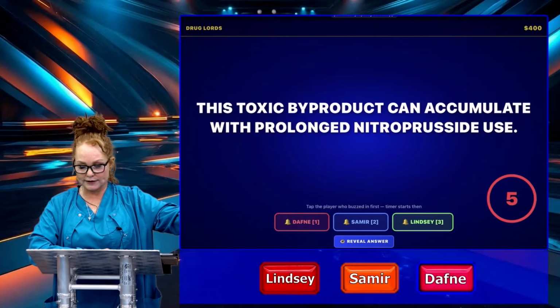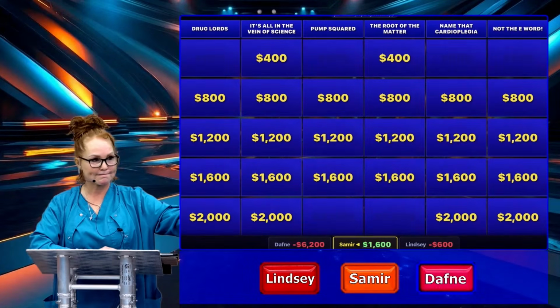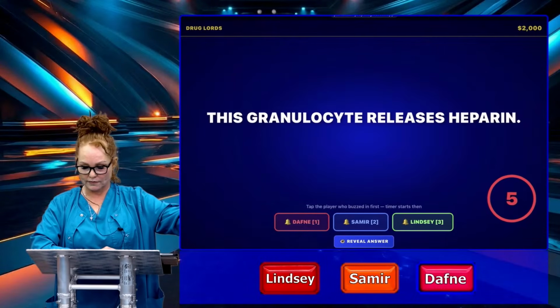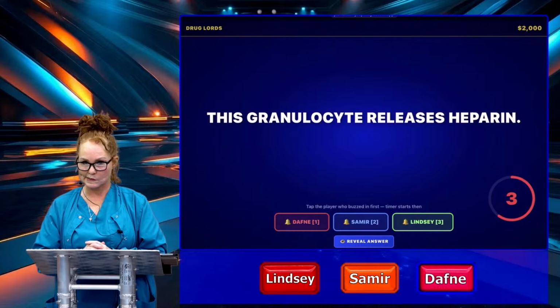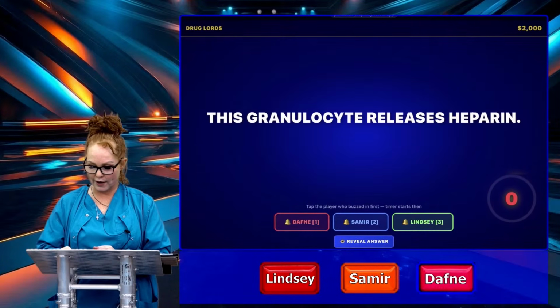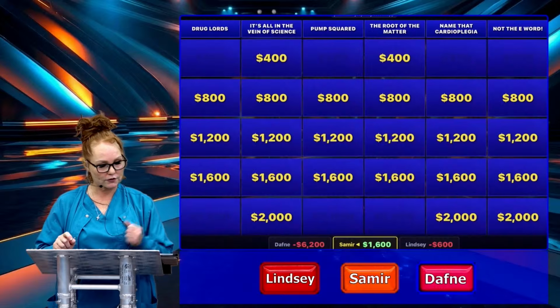Let's do drug lords for 400. This toxic byproduct can accumulate with prolonged nitro use. Samir, what is cyanide? That is correct. Samir, let's go drug lords for 2000. This granulocyte releases heparin. No one's going to give it a shot. The correct answer is basophil.